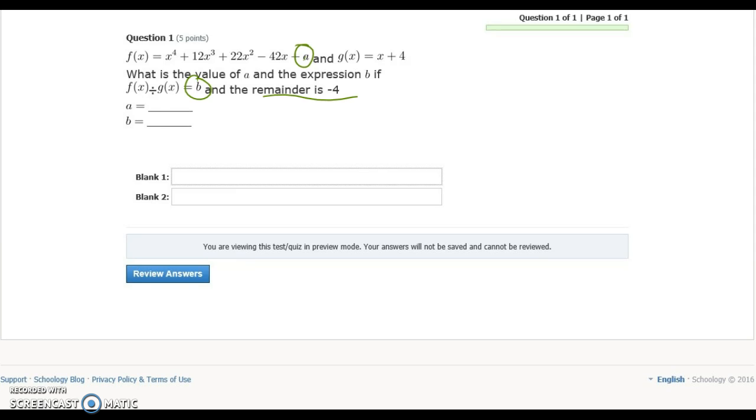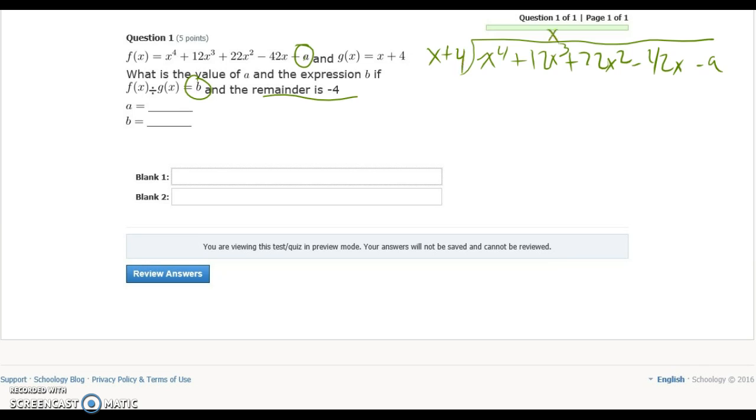So I go ahead and write this out. I've got x to the fourth, plus 12x cubed plus 22x squared minus 42x minus a. And that is being divided by x plus 4. So now I just begin to divide.